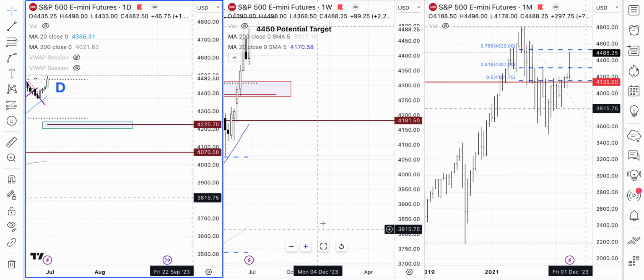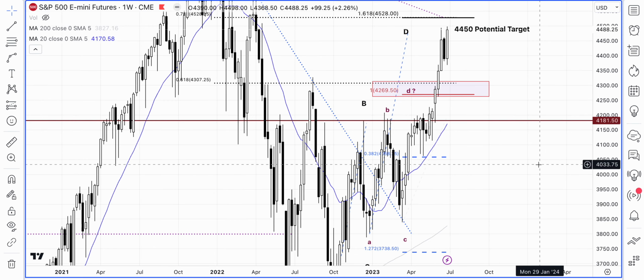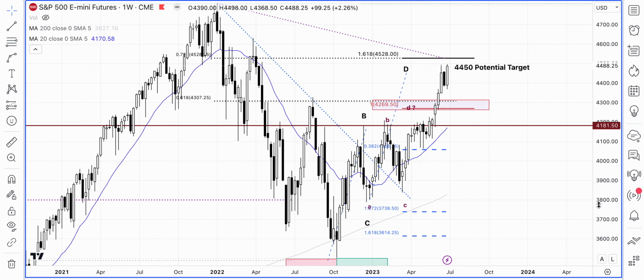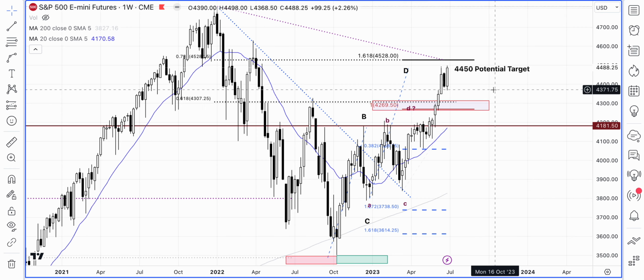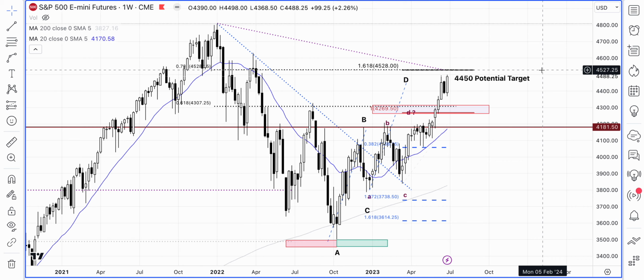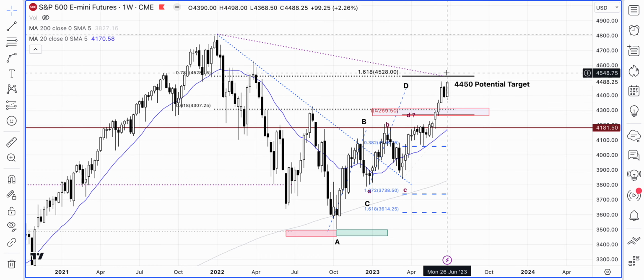Now let's go back to our weekly chart. Excuse me. Here we see that we also have a higher target, which we spoke about on the weekly chart, of around the 45.30 level, and there's a possibility the market might try to test these levels as well.